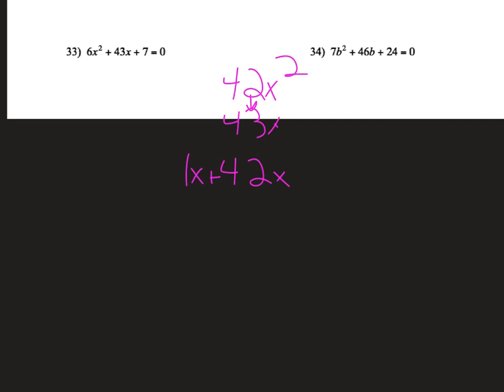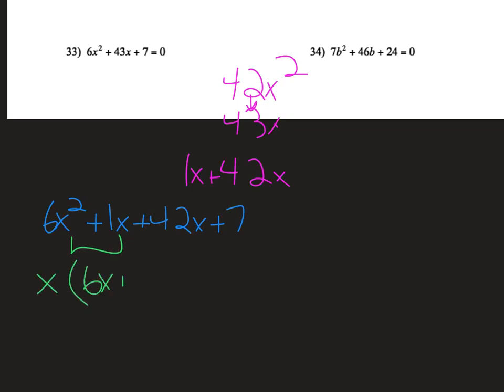So I'm going to rewrite the original problem: 6x squared plus 1x plus 42x plus 7. Now I'm going to factor by grouping. I'm going to look at these two and say I can take an x out. That's the greatest common factor of those. I'm left with 6x plus 1. If that's where your struggle is, make sure you talk to us. Basically, you're looking at these and saying 6 and 1 don't share anything, so I can't take anything out. But x squared and x do. X squared and x both have x's in there, so let's take an x out.